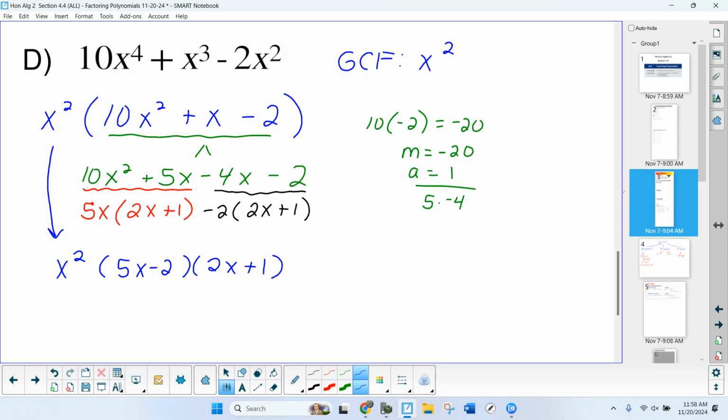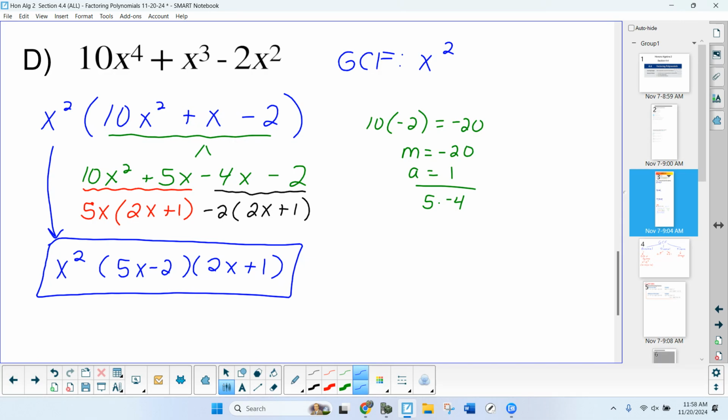Now we have to ask ourselves, am I done? Can these binomials go any further? Anytime your binomials have a degree of 1, they're linear, you're done. So we're finished. This is as far as that problem can go. Questions on that one? Are we good there? Okay.